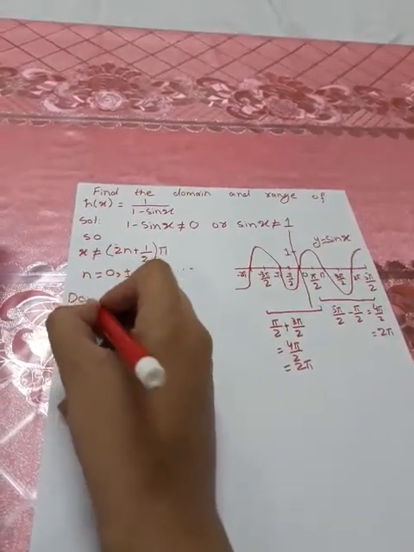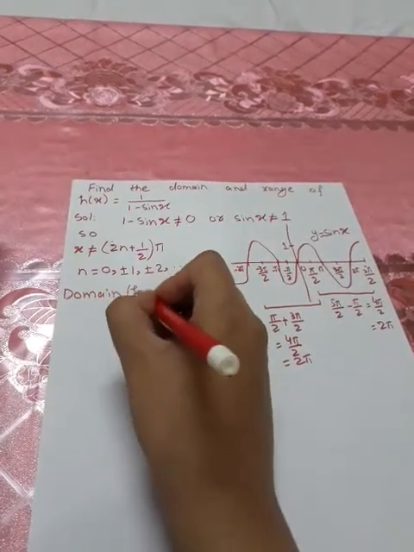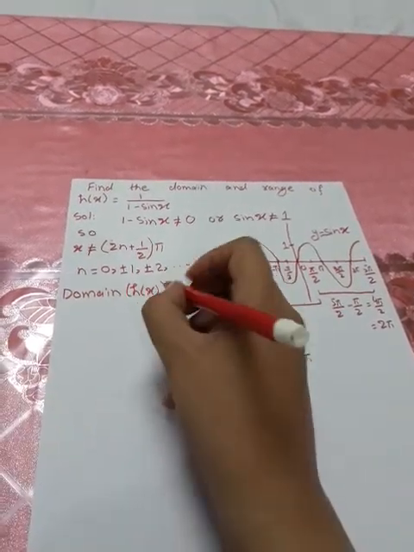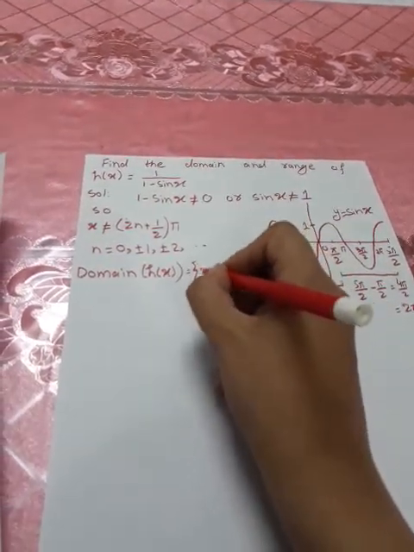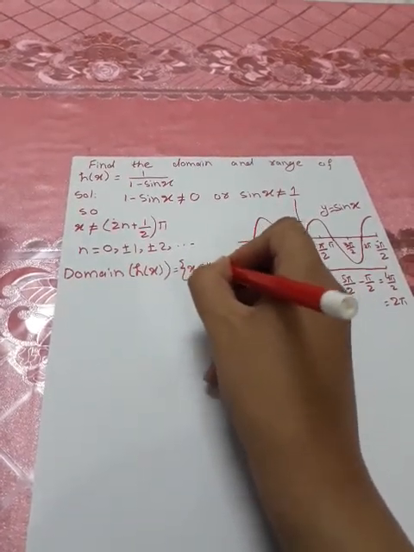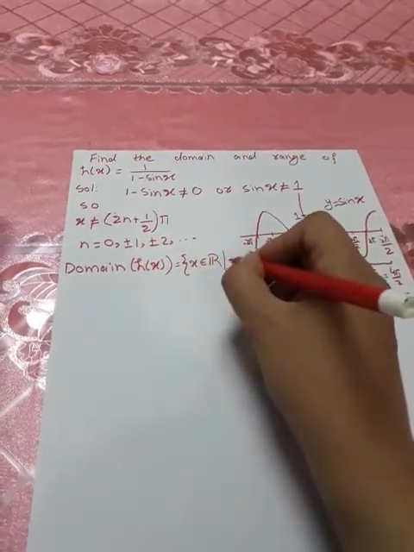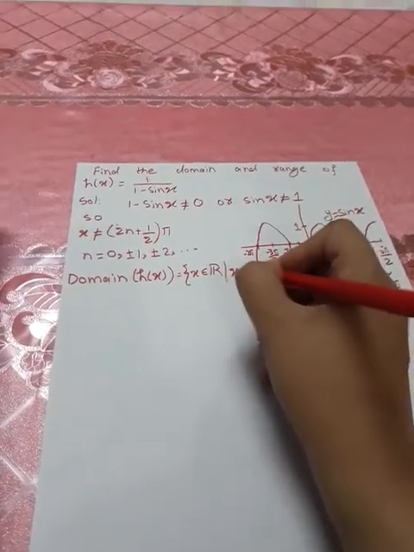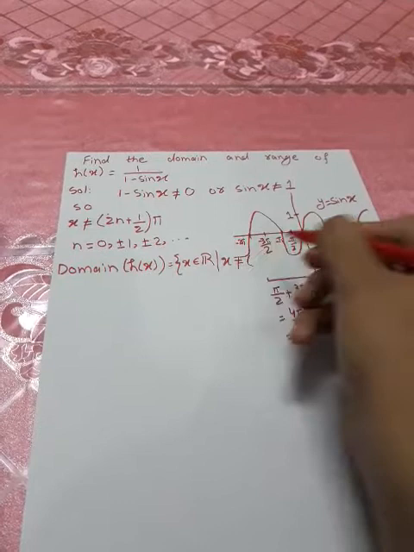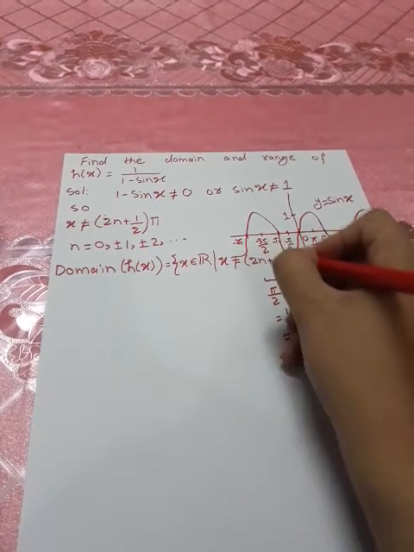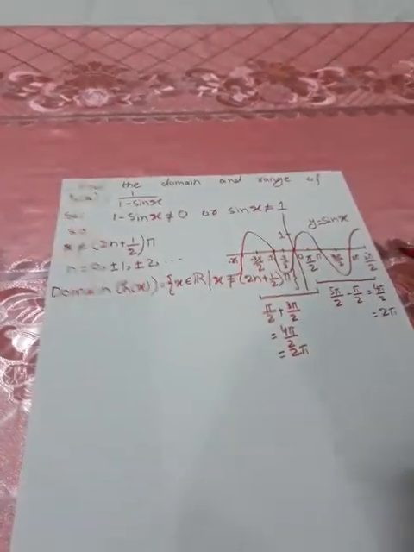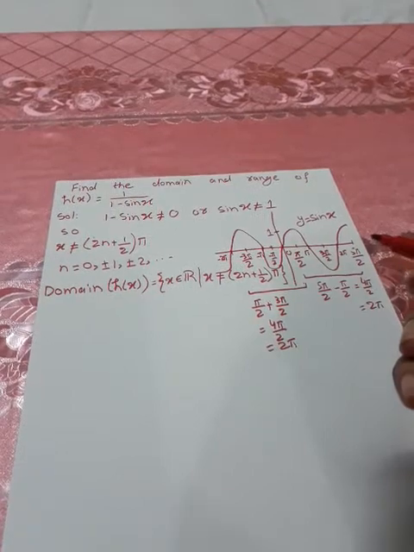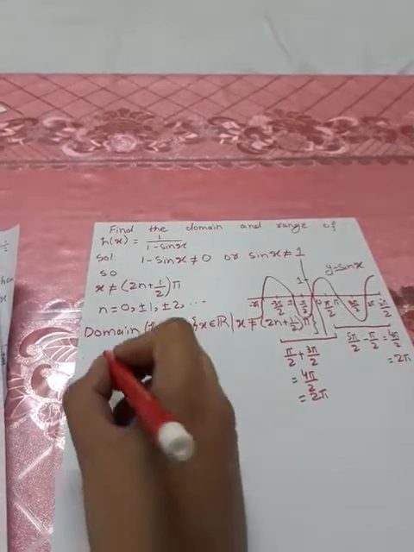Right? So the domain of the given function h is all real numbers except such points. So I can express it in set notation in this form: x belongs to the set of real numbers such that x is not equal to (2n plus 1) by 2 pi. I cannot write it in interval notation because there are infinitely many points which I want to exclude.